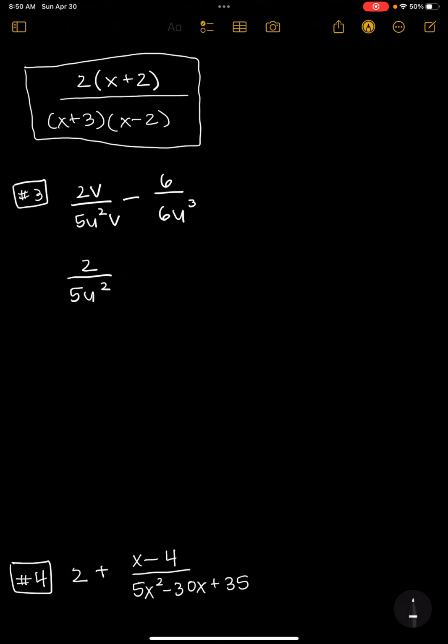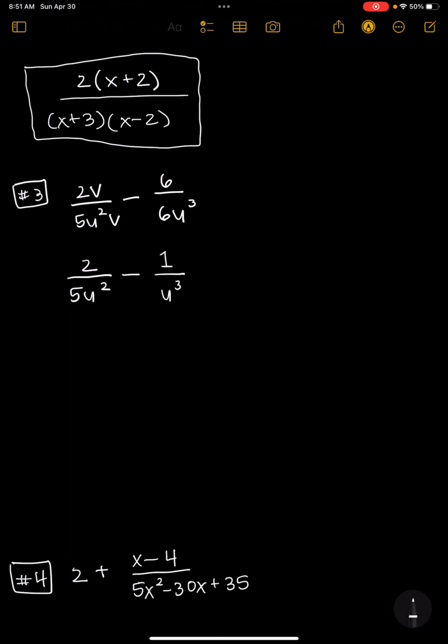Then for the second fraction, I have 6 over 6u cubed. If you notice, they both have 6's on the top and the bottom, so I'm going to cancel out those 6's, which just gives me 1, because remember, when I canceled the top out completely, I use a 1 over u cubed. Now, that helps because they're a little bit smaller, but unfortunately, we don't have common denominators, which means that now we need to get common denominators. When you don't have common denominators and you want them, you have to figure out what you have to multiply each of them by to get them to be common denominators.